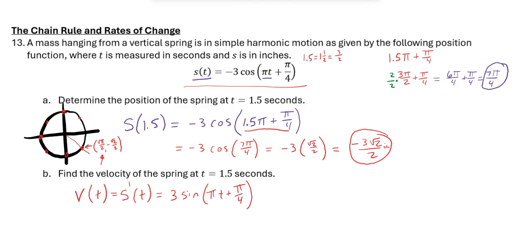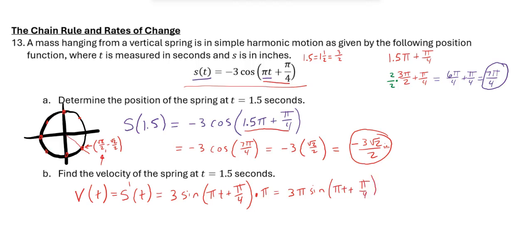All right. Times the derivative of what's inside. The derivative of the piece inside. The derivative of pi t is pi. The derivative of pi over 4, that's a constant, is 0. So we just get 3 pi, I'm going to move the pi to the front, sine of pi t plus pi over 4.